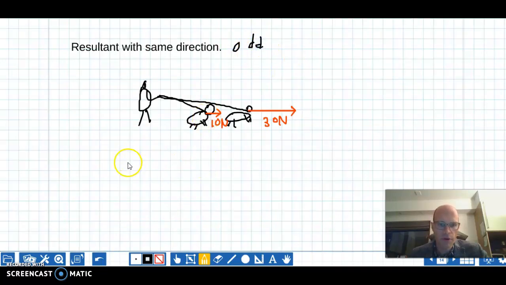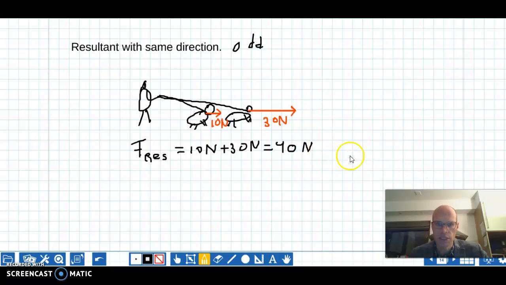So what do we have over here? We have the resultant is 10 newtons plus 30 newtons, and that is of course 40 newtons, and the 40 newtons is to the right. That is in the same direction. You need to add.